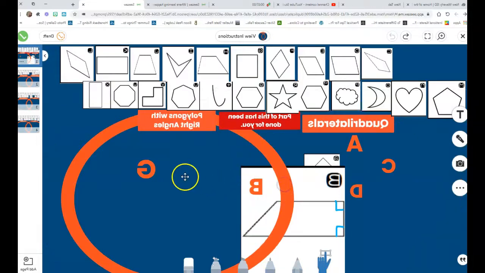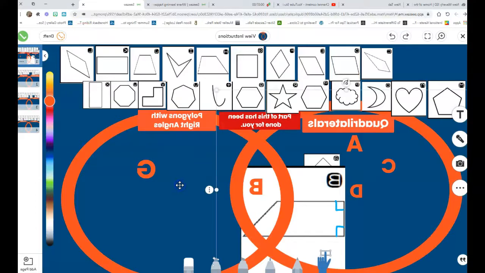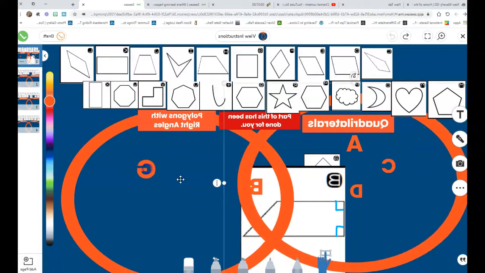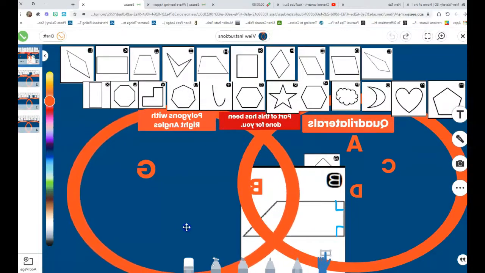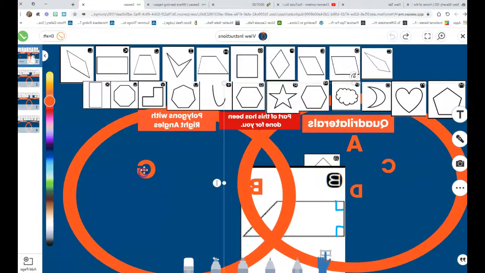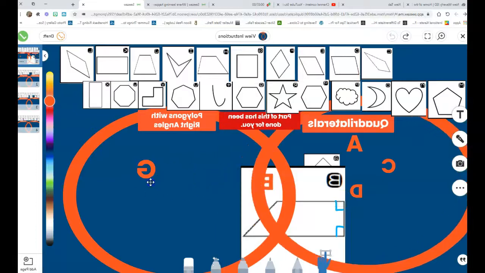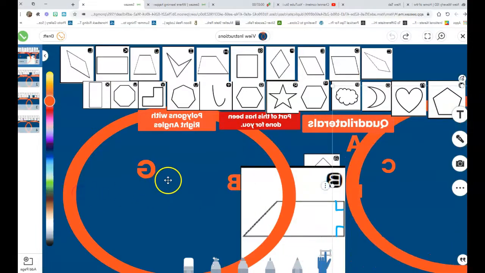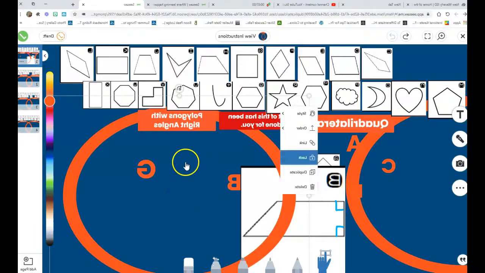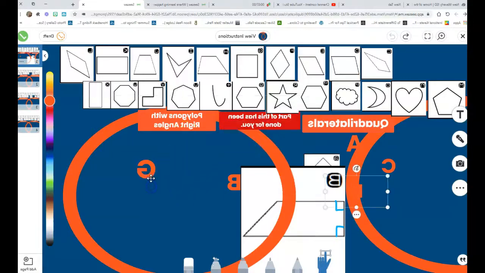Let's just do the letters. Yeah, see, this is why I didn't want y'all to move all these shapes around, because when you start getting overlapping, it's hard to move stuff. There we go.